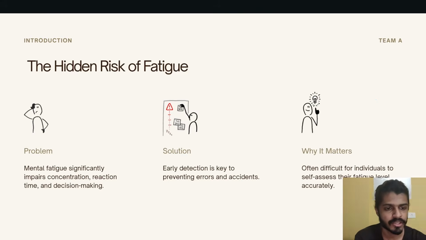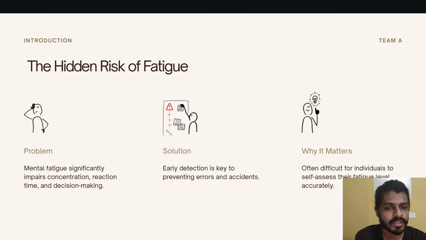So why does it matter? It is often difficult for individuals to self-assess their fatigue level accurately. Sometimes we are too concentrated in our work, sometimes we are driving or doing some task and we get fatigued. But we are so into it that we do not correctly self-assess that we are fatigued, which leads to an increase in our reaction time. Then it affects our decision making and concentration.